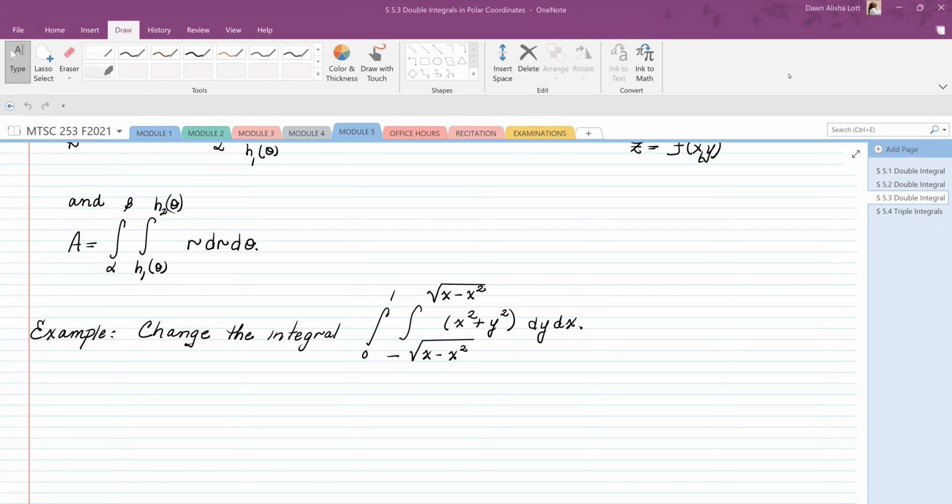Okay, so now we were looking at how to change this integral into polar coordinates. It would help if I knew what I'm looking at.